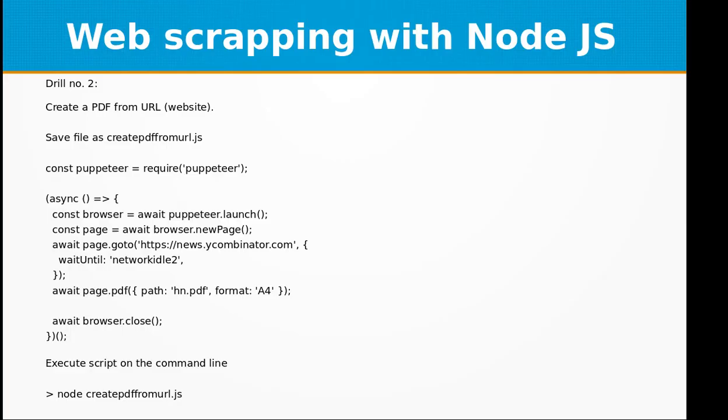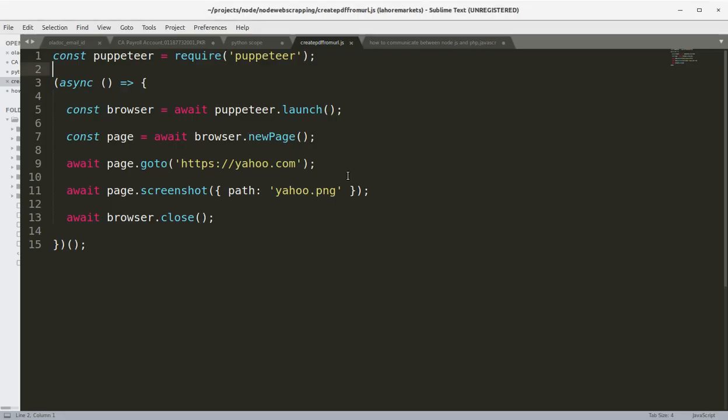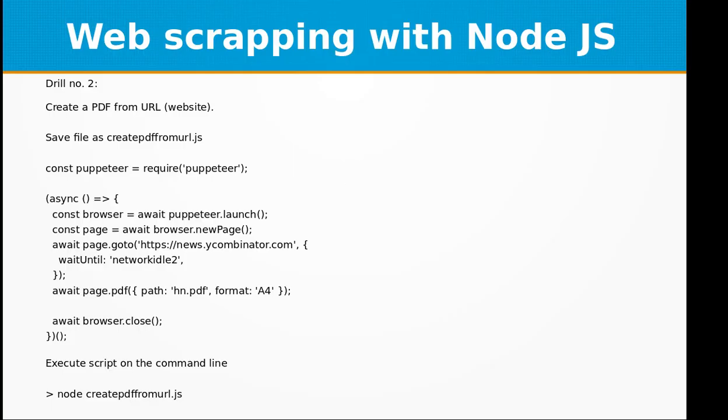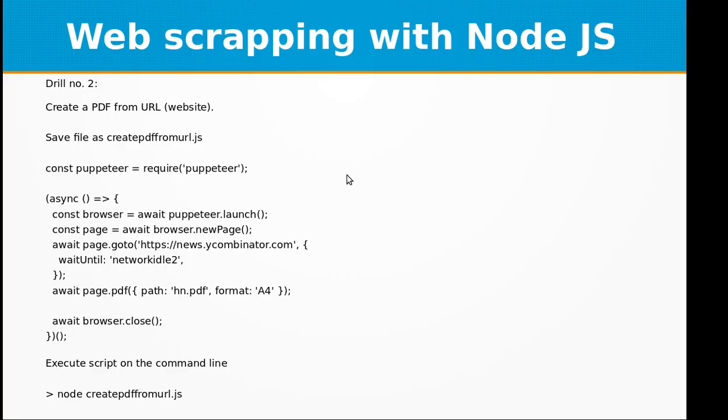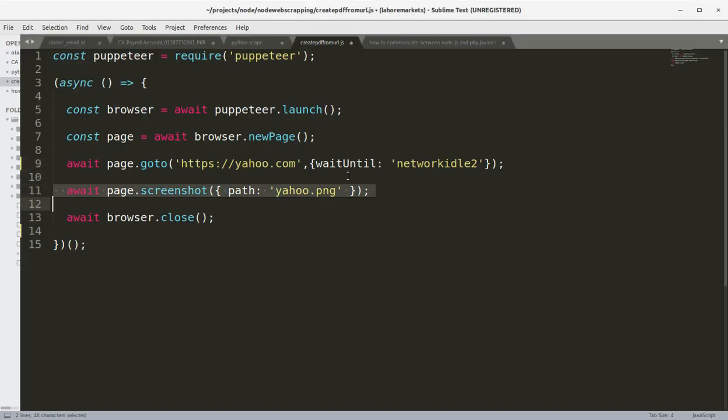Okay, what changes do we need in this? We need to add the page name and wait until network idle 2. Here we can add an option, wait until network idle 2. Okay, and then we don't need the screenshot thing, we need the PDF function.